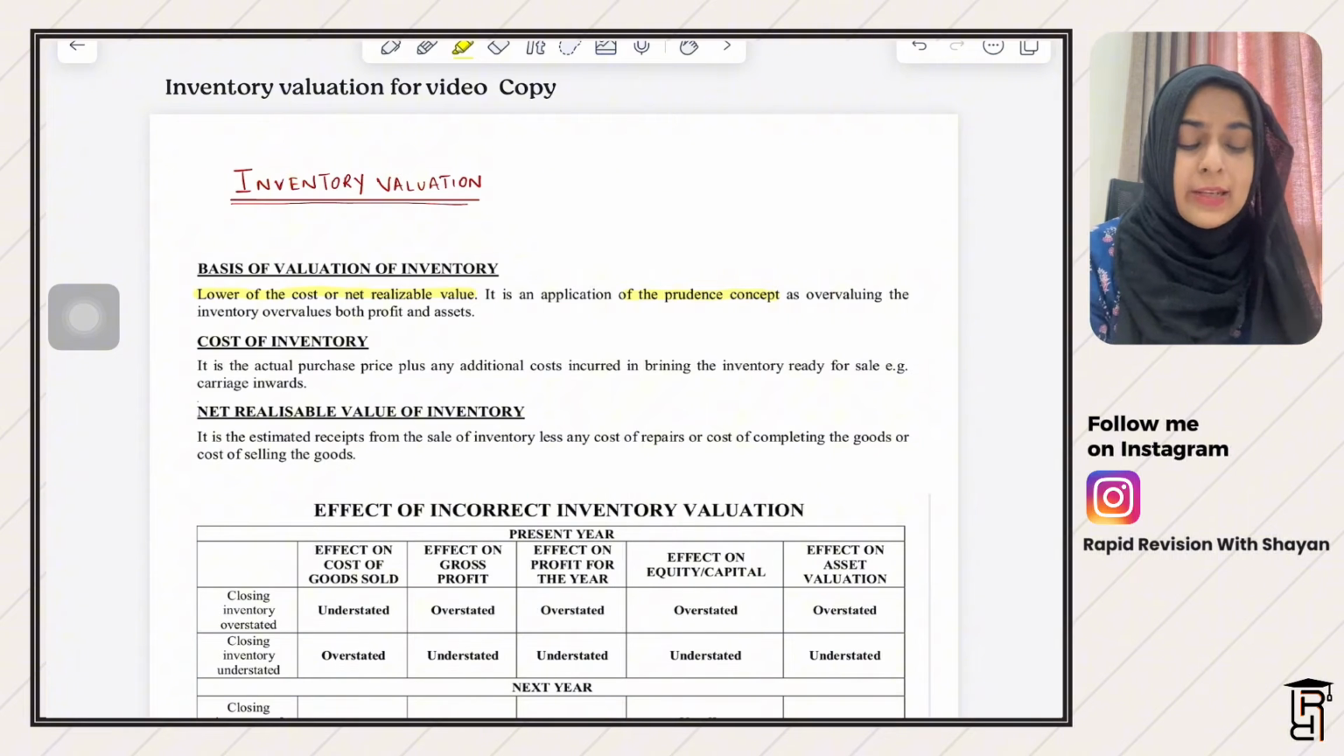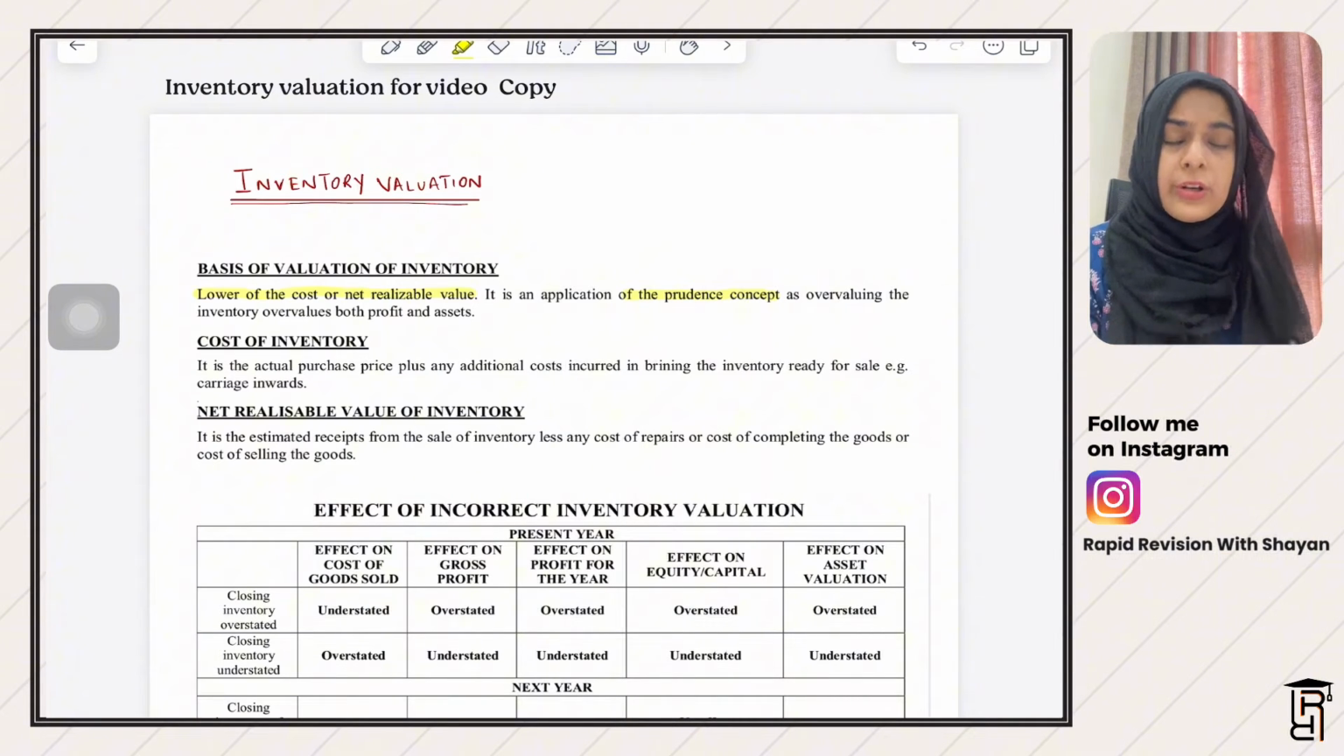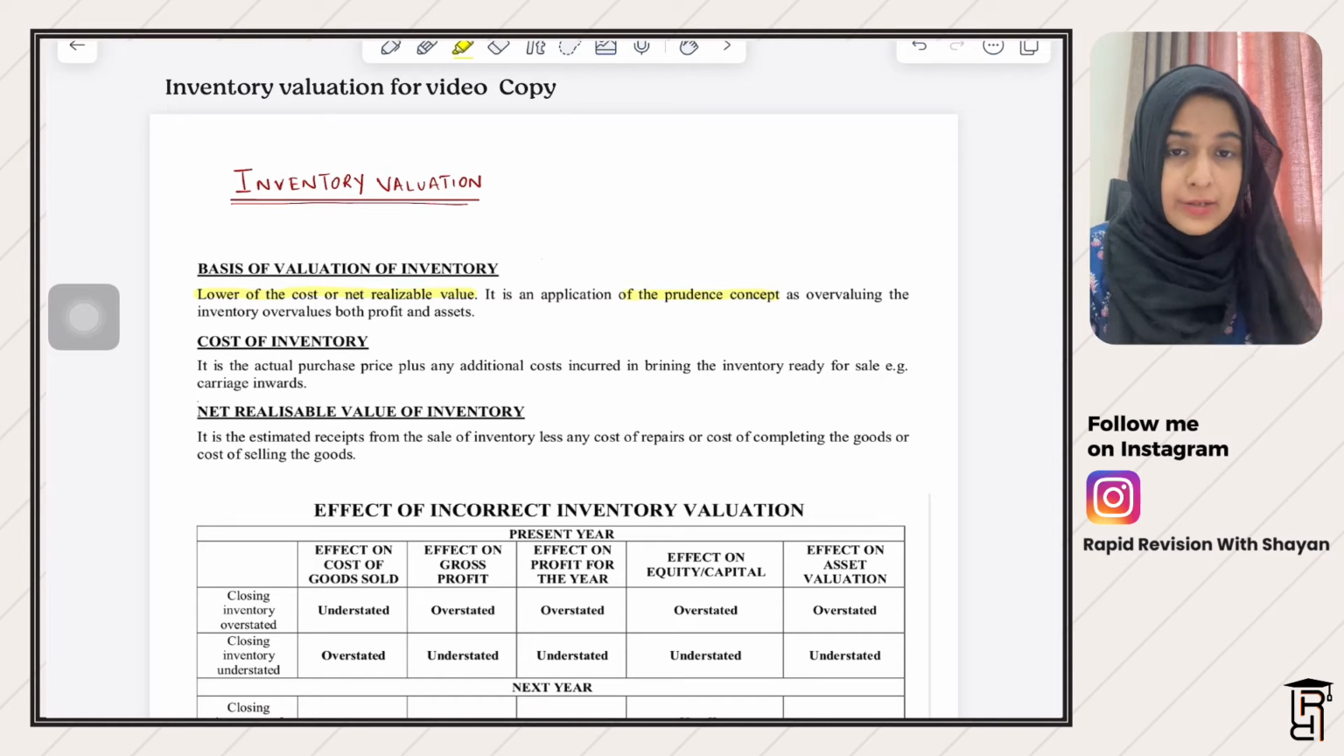So this is an application of the prudence concept, and whenever you value your inventory at the lower of cost or net realizable value, you're following the principle of prudence.